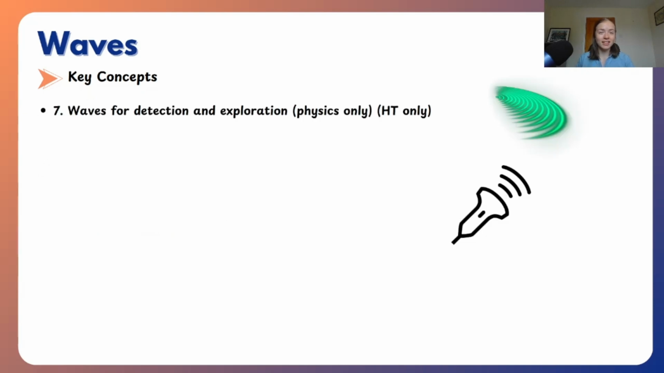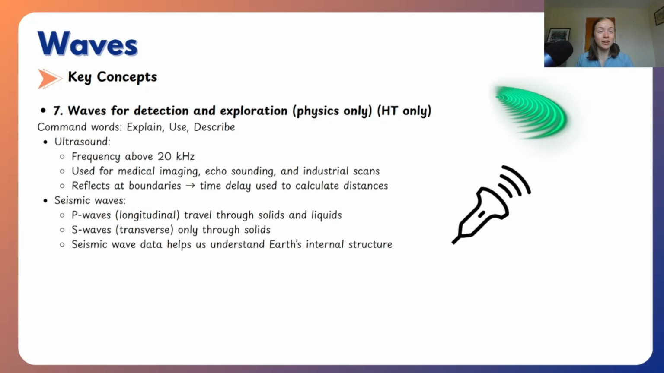Another physics only and higher tier only topic, I apologise, there are quite a few of these in these topics, is waves for detection and exploration, so the practical uses of waves. So ultrasound is an example, those are frequencies above that 20 kilohertz of the human hearing range, and they can be used for medical imaging, echo sounding and industrial scans as well. So you also need to know that they reflect at boundaries and that there's a time delay to calculate different distances, which is really useful in underwater exploration.